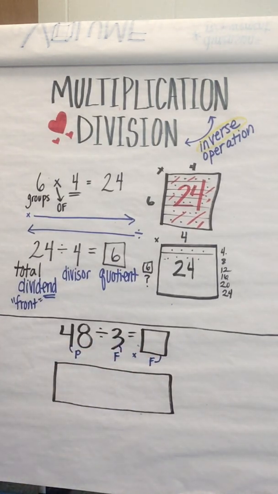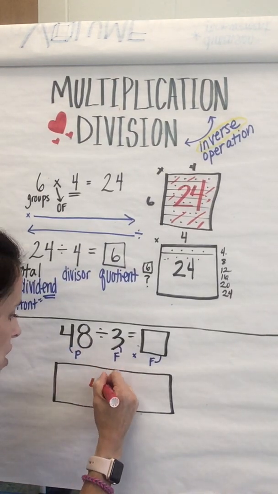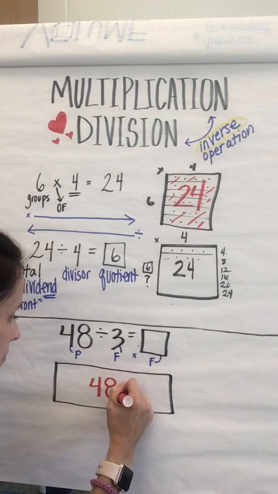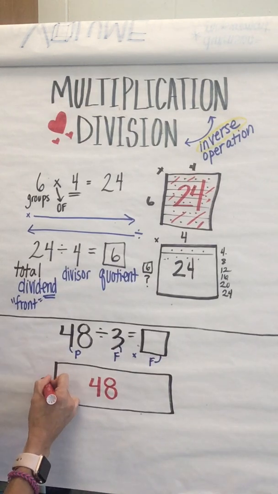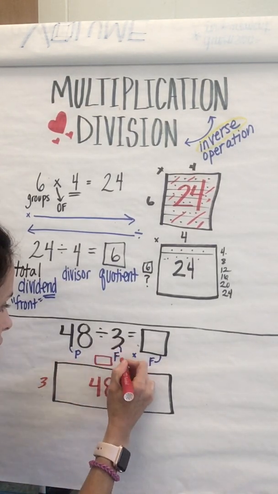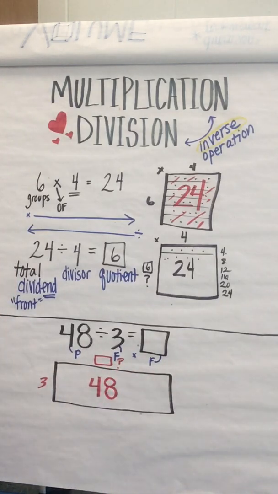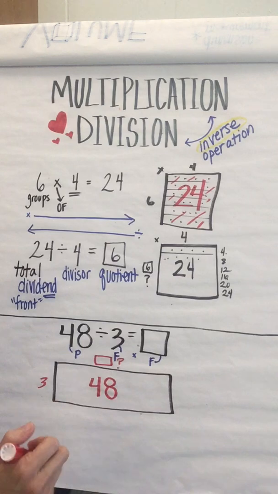So if I think about it that way, and I go to fill it in, I think, well, wait a minute. That means I know what the total is, 48. And I know what one of the factors is, 3, but I'm missing the other factor. That is a question mark. That is unknown. So I kind of think, well, 3 times what is 48? It's not a basic fact.